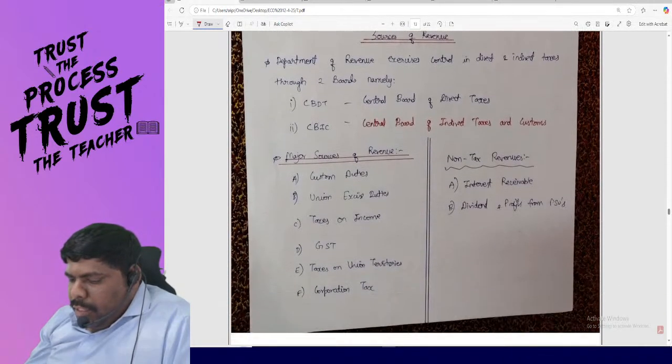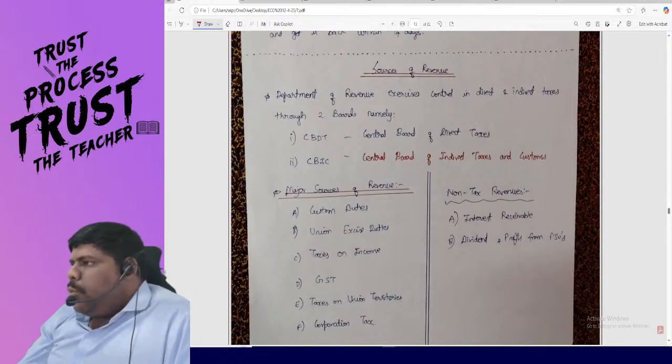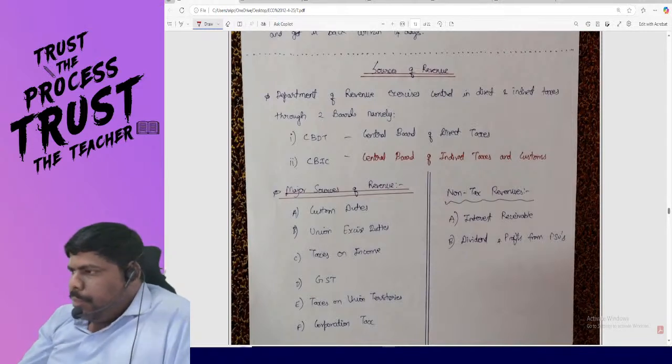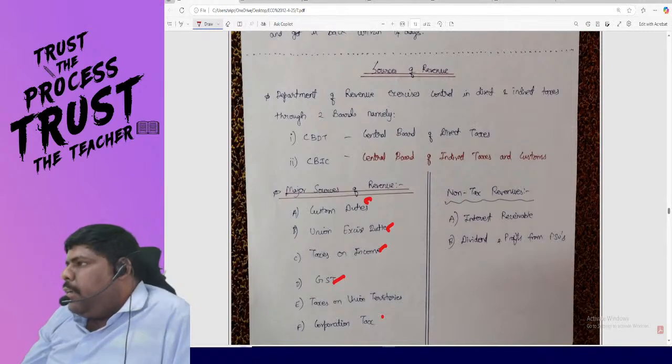Then comes the easiest area under this topic, sources of revenue. See how the government gets revenue: it is mainly through two major boards. I am not saying this is the only revenue, they get revenue from some other sources also, but the major chunk comes from these. First, GST, income tax, excise, customs. Have you studied IGST? Union territory. Non-tax revenue: the government would have invested its money in some foreign country. Based on that they get interest and dividend. That also forms part of revenue.